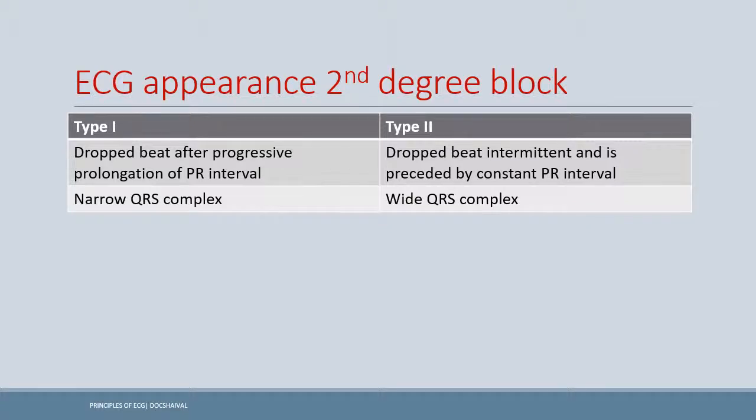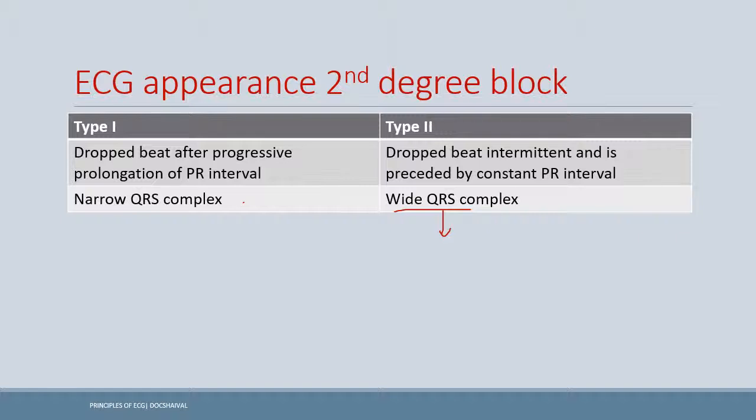Now, what is the appearance of the ECG in the second degree block? So, as I've already stated, there is progressive prolongation of PR interval, that is the Wenckebach phenomenon, and a narrow QRS complex here, but in contrast, we have a wide QRS complex in type 2. Can you just think about why? The way I remember is that the wide QRS complex is because, I recall I have said that there may be pathology in the bundle of His or in the Purkinje fibers.